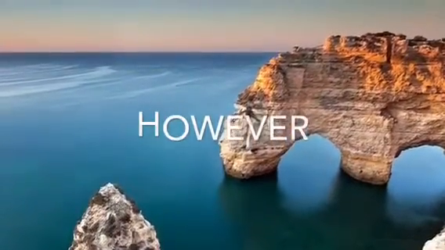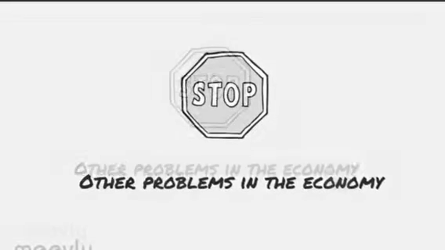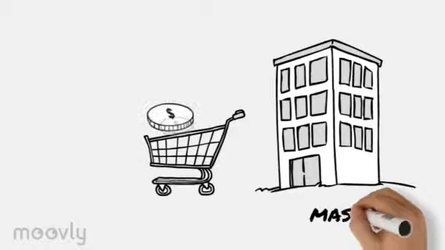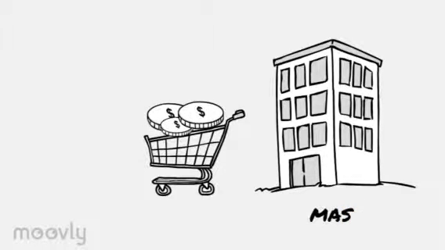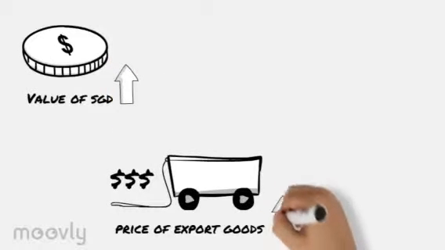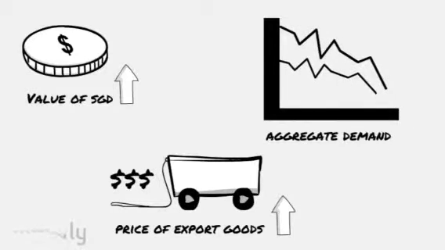However, the use of exchange rate policy will lead to other problems in the economy. One of the problems will be a contraction in our economy. For the exchange rate policy to be effective in controlling inflation, the value of SGD will have to be appreciated. This means that the MAS has to purchase more Singaporean currency to cause its value to increase and thus appreciate. However, the appreciation of SGD causes prices of our export goods to rise, which lowers our competitiveness and eventually our aggregate demand in the global market.